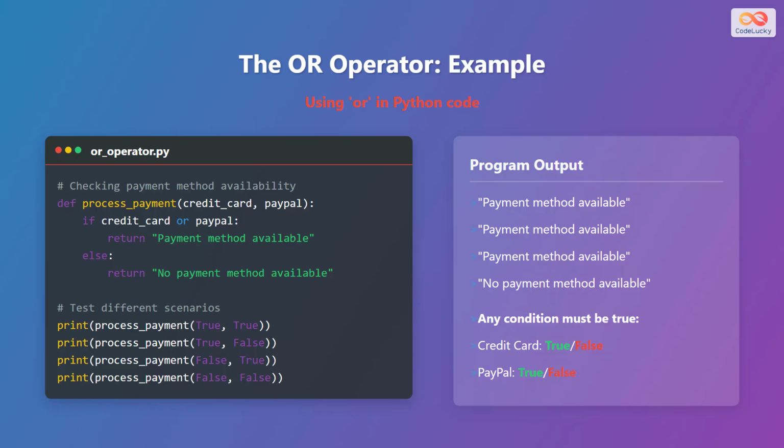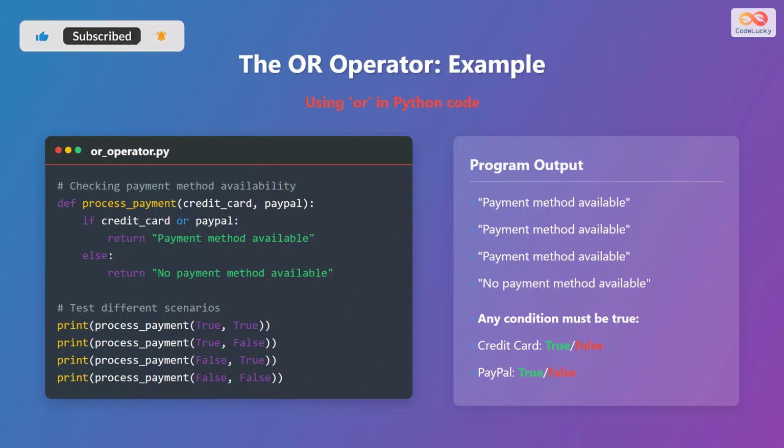Here's an example of the OR operator. This code defines a function called processPayment, which takes creditCard and PayPal as inputs. Inside the function, the if statement checks if creditCard is true or PayPal is true. If either condition is true, the function returns payment method available. Otherwise, if both are false, it returns no payment method available. Let's examine the program output.